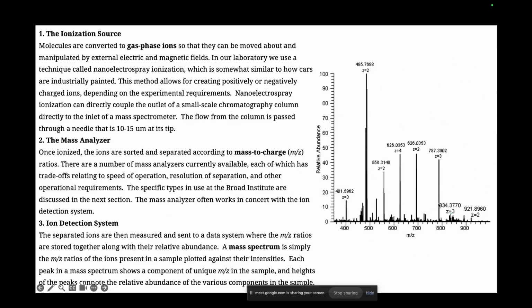So this is what a mass spectrum looks like. It is an m/z ratio of the ions present in a sample plotted against their intensities. Each peak in a mass spectrum shows a component of unique mass to charge ratio in a sample, and the heights of the peak tell you about the relative abundance of the various components in that sample, right? So this is basically how a mass spectrum would look.